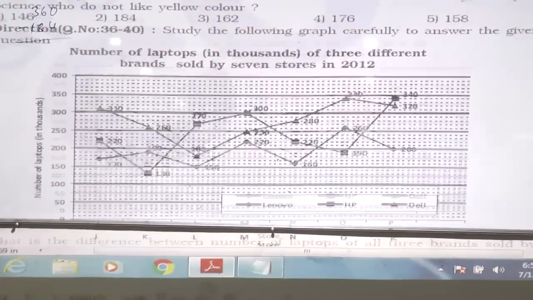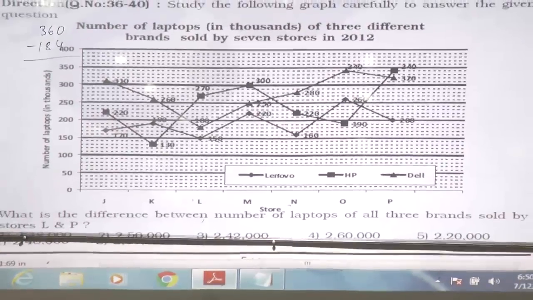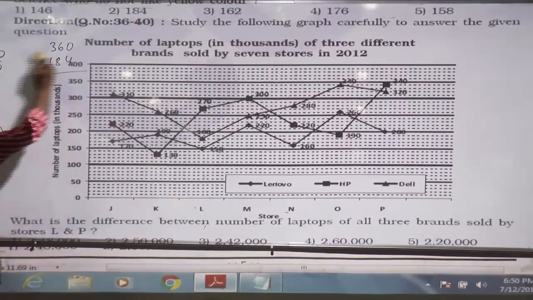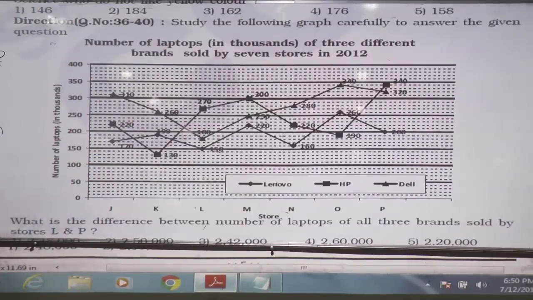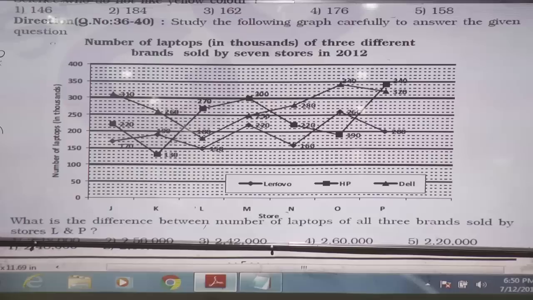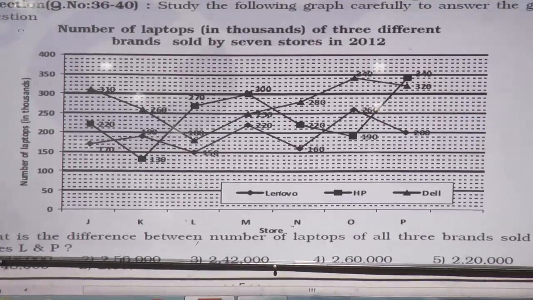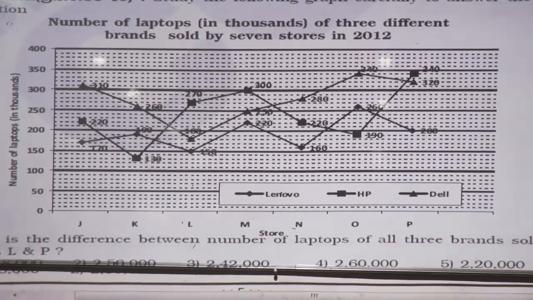Questions 36 to 40. Question number 36. What is the difference between the number of laptops of all the three brands sold by L and P together? L and P. All brands together for company L and then P. It asked about difference.